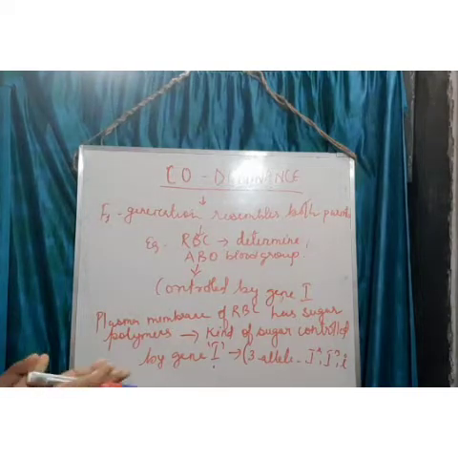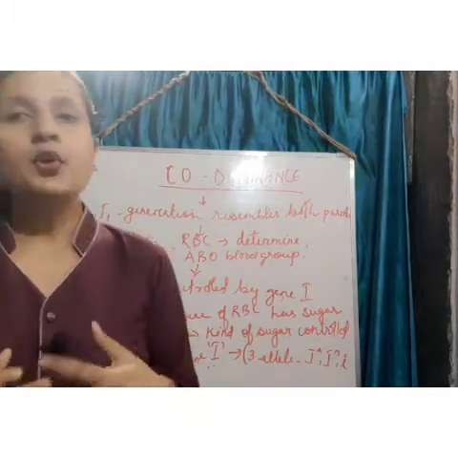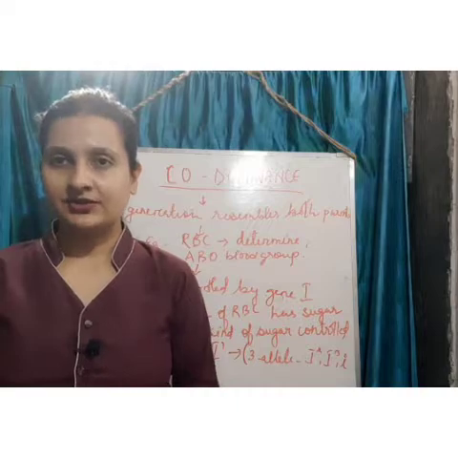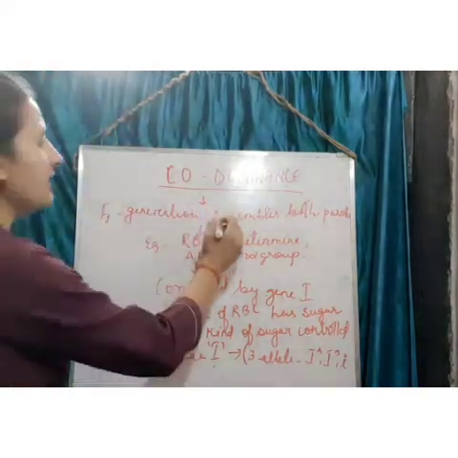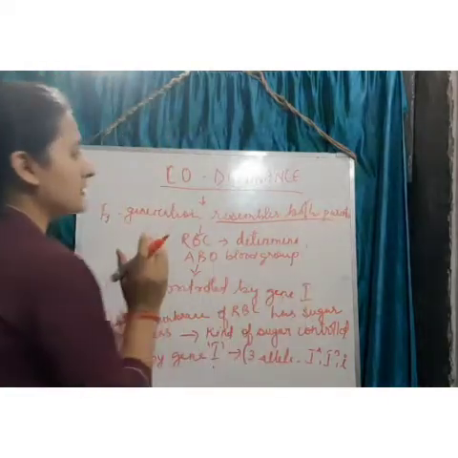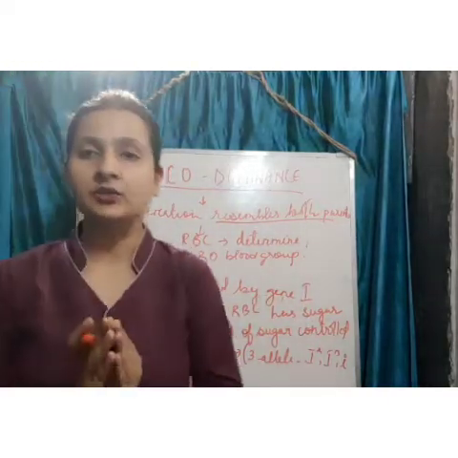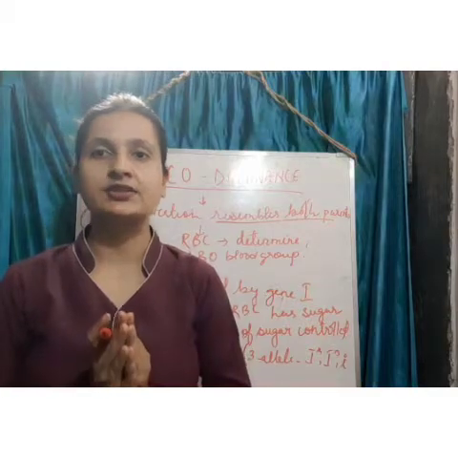So in codominance, what happens here? Both the parents express their character. The F1 generation resembles both the parents, both of them equally. Both the parents express their character equally.